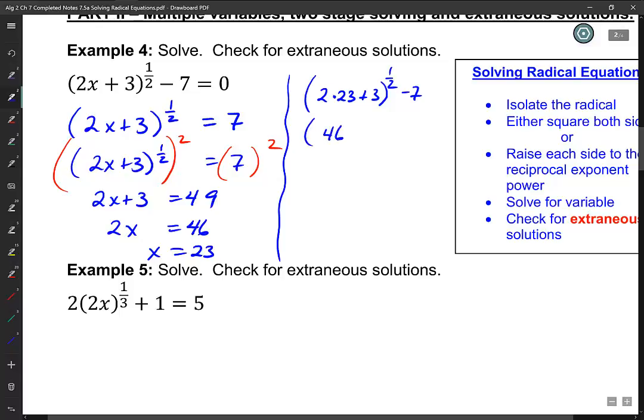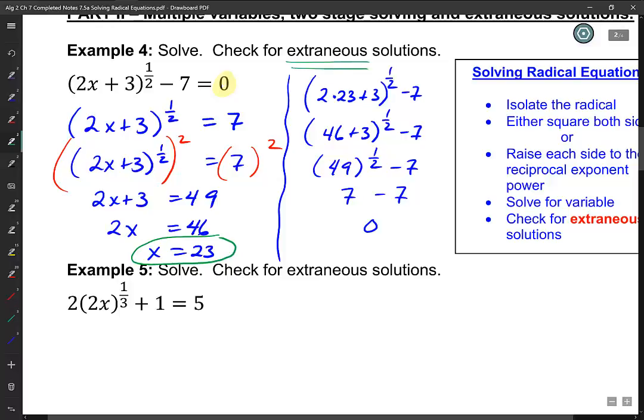That's 46 plus 3 to the 1/2 minus 7. That's 49 raised to the 1/2 minus 7. The square root of 49 is 7. 7 minus 7 is 0. And that was our goal, to have a 0 value at the end. So x equals 23 looks like it's a valid answer here. And we're not going to have any extraneous solutions because our answer checked and it worked out.